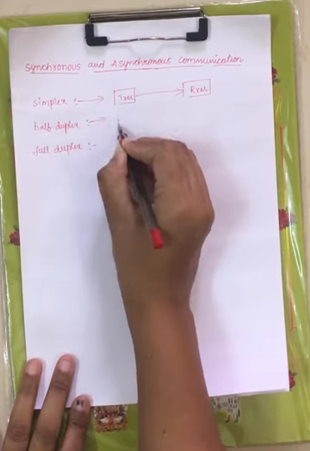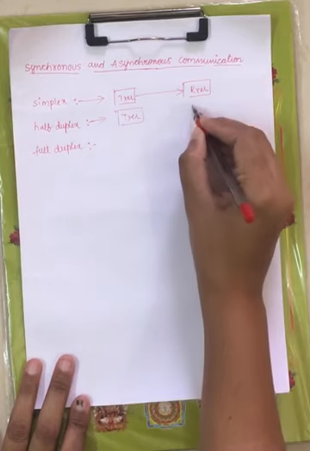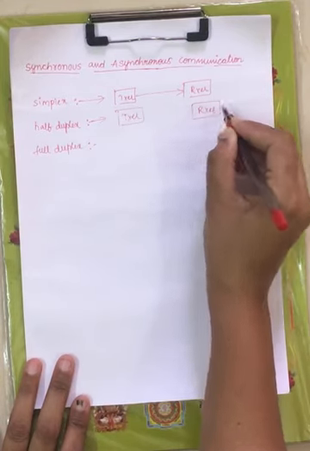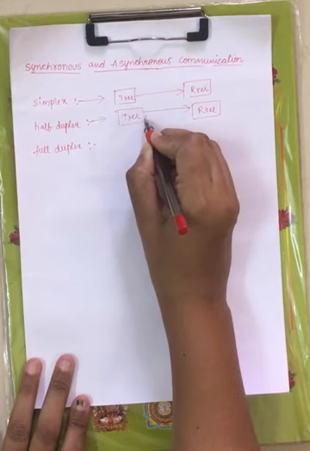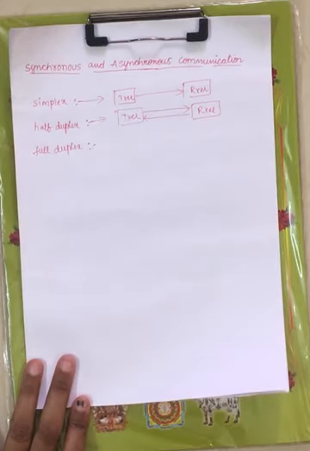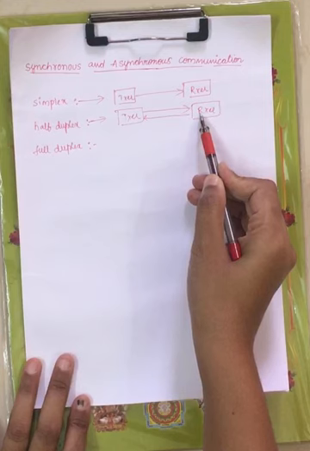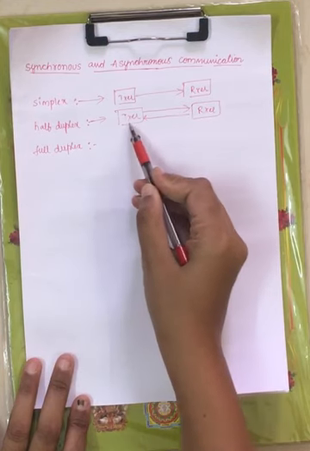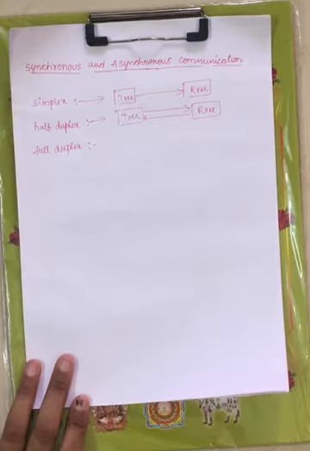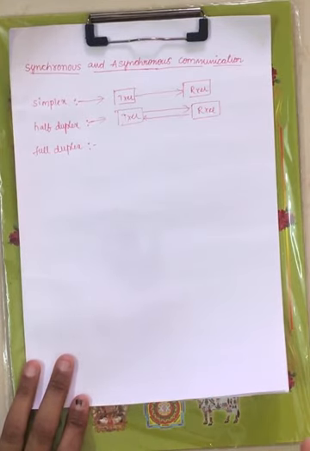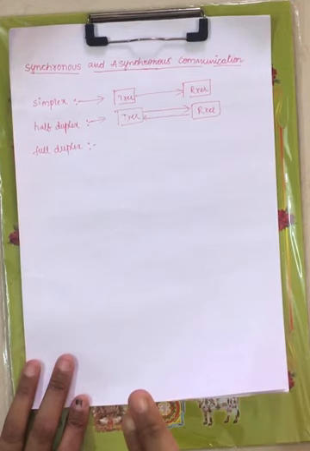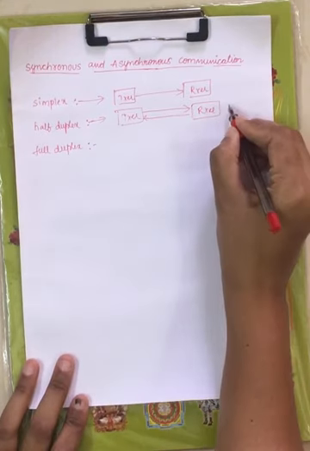Now coming to half duplex, you again have a transmitter and a receiver. The transmitter can transmit the data and also receive the data: two-way communication. In the block diagram, the transmitter transmits the data and the receiver receives it, and the receiver transmits the data and the transmitter receives it. That means the device is used for transmitting the data as well as receiving the data. Under half duplex, either you can transmit the data or you can receive the data, but not at the same time.